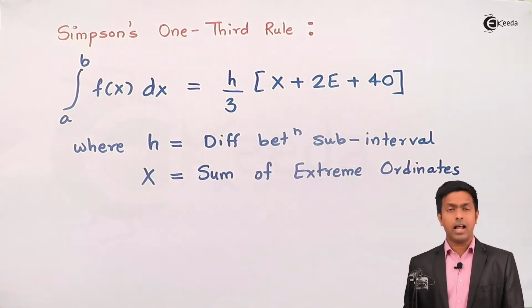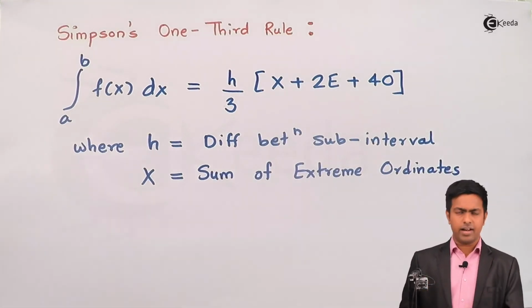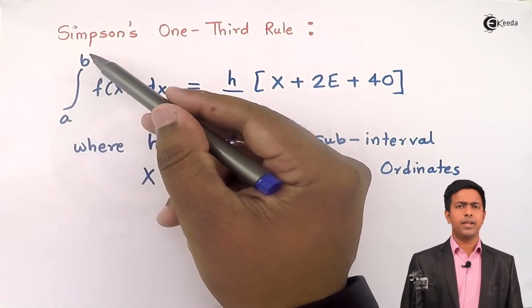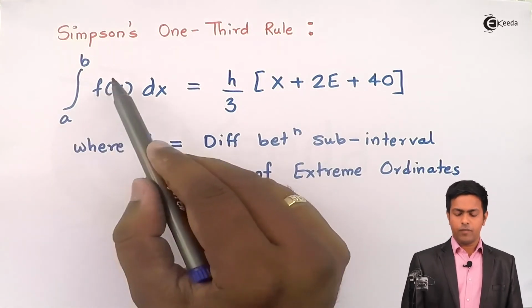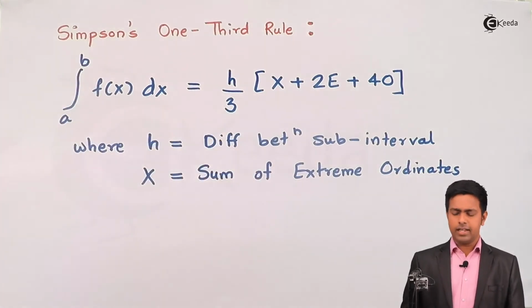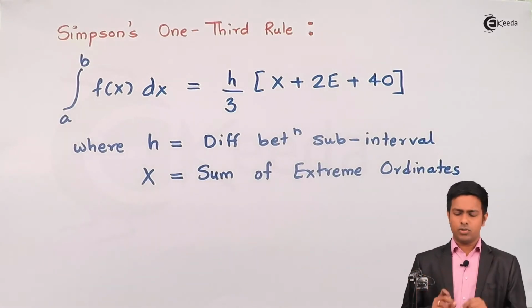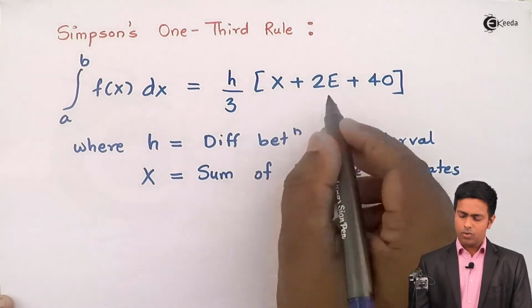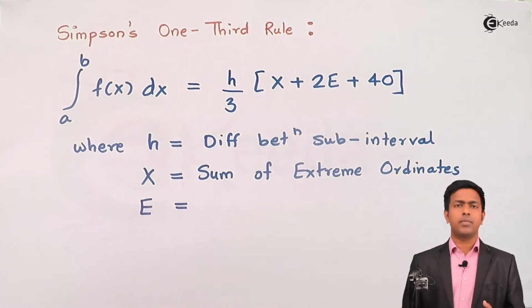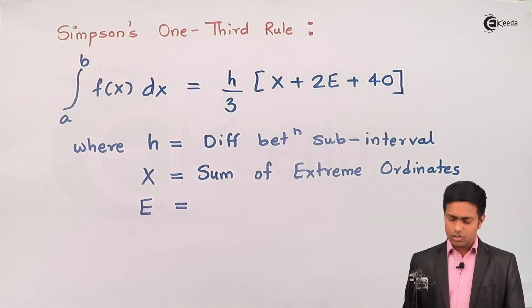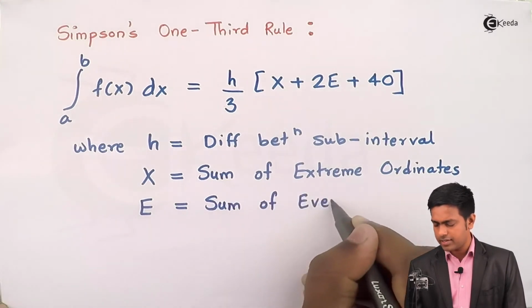Now when I say the extreme ordinates, it means the extreme points of the curve, and here we can see they are a and b. I will find the value of the function f of x at a, then the value of f of x at b, and by adding these two values I get the value of X. Now what is E? E is nothing but the sum of the even ordinates.